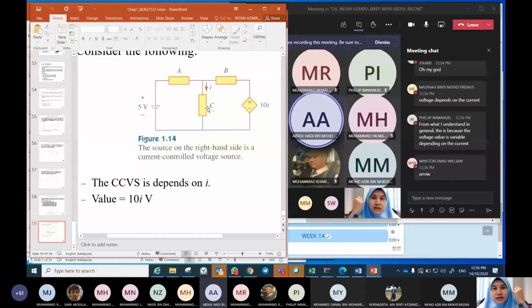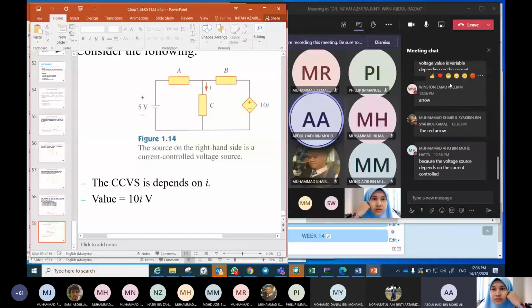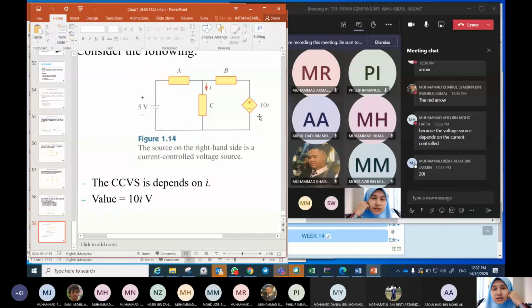A, B, and C are resistors. The voltage source depends on the current, and that current is I. Let's say I here is 2. So what is the value of this voltage source? 20, right? Yes. If I is 1, then the voltage source is 10 volts.